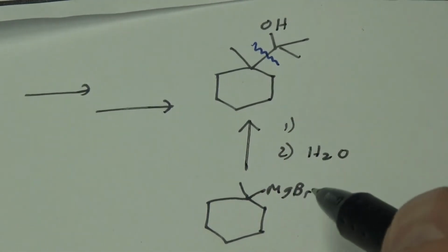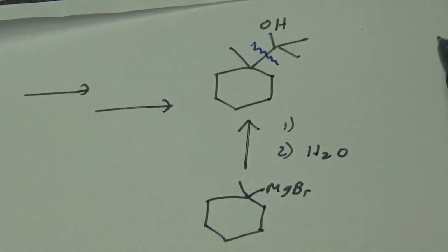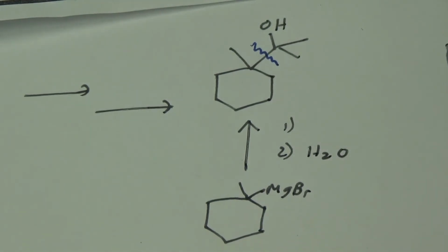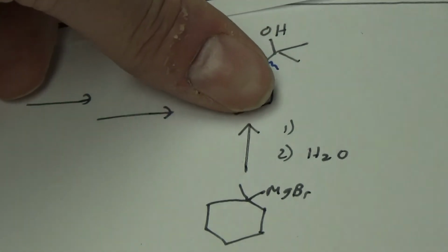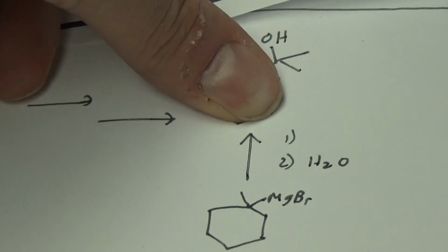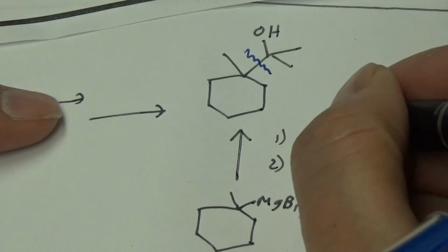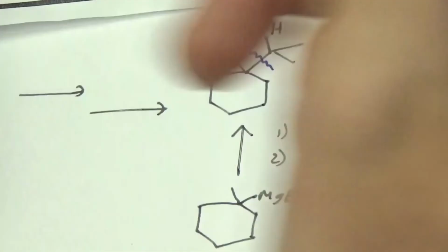And then the Grignard reacts with a what to make that tertiary alcohol? Is it a ketone, aldehyde, or formaldehyde? Probably a ketone. And how many carbons in the ketone? Oh, it's a three-carbon ketone. What's that called? There's a name for this three-carbon ketone. It's called acetone, right?